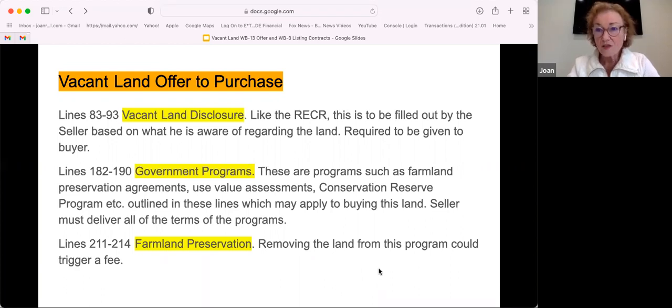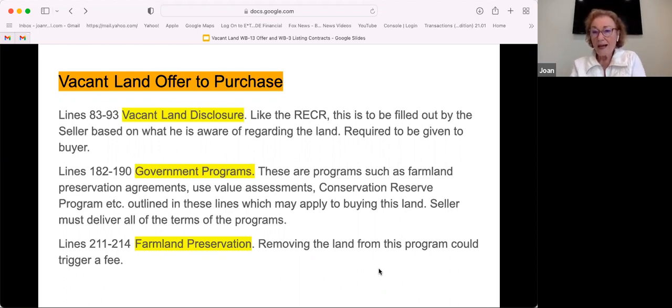So just like in residential, it's a good idea to have the real estate condition report when you write the offer. Same thing here. It's a good idea to have the vacant land disclosure, and the seller is required to pass this along to the buyer. It's a state requirement, and there is a place when the date is filled, and you fill that in the offer. So jumping down to lines 182 to 190, there are a lot of provisions in here that talk about how the land is currently in use, or how the buyer is going to purchase the land.